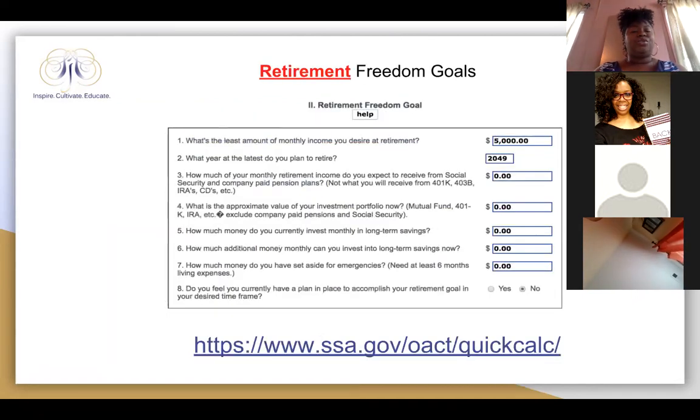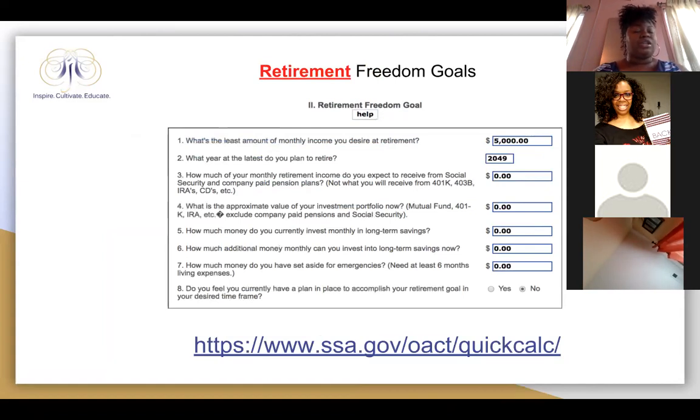And you're just going to number them from 1 to 5 based on your personal importance. Now, number 2, your retirement freedom goals. A lot of us don't think of retirement. We don't think that far down. So this tool actually helps us think for our future.